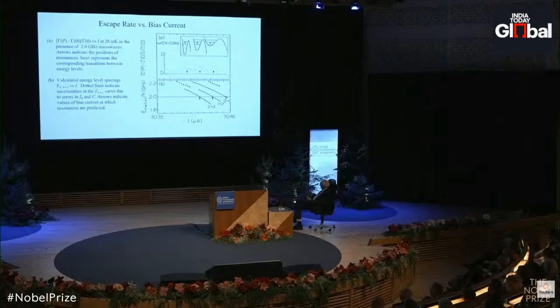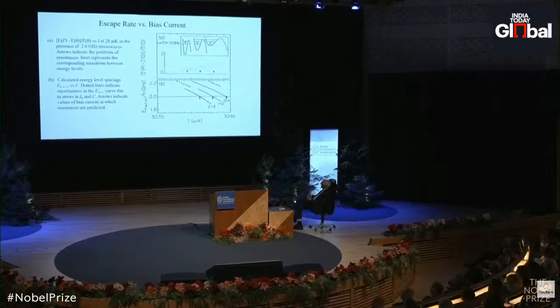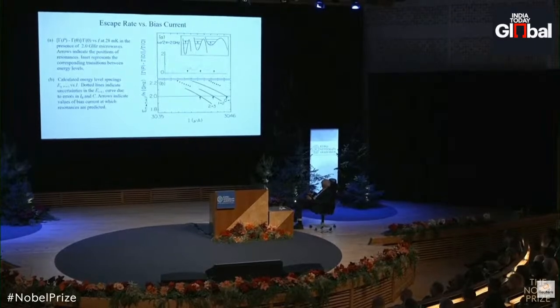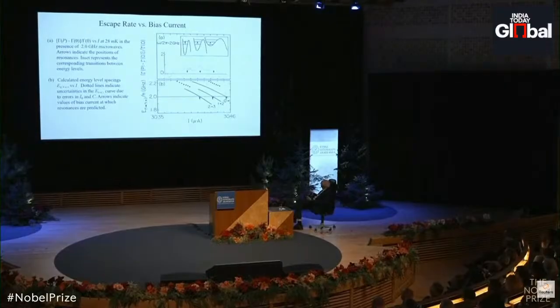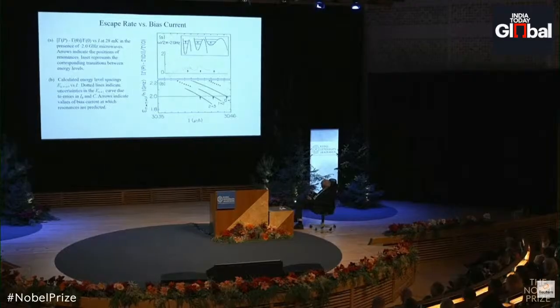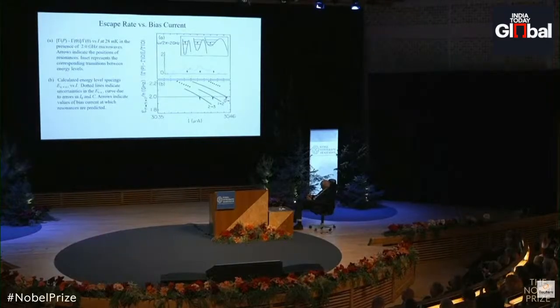And then the lower plot is the calculated energy level spacings of the transition from the n state to the n+1 state versus the bias current. And here, for example, is the 0 to 1 transition. Here's the 1 to 2, 2 to 3. And the dotted lines here indicate the errors in the critical current and the capacitance. And the arrows here indicate which transition we're looking at.